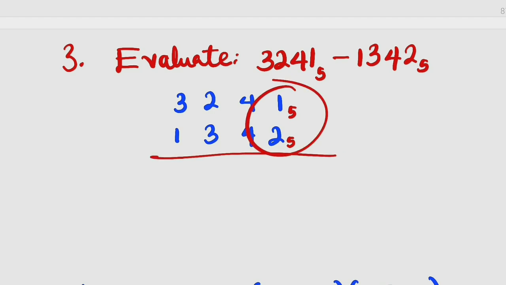Okay, you start from the right hand side. 1 minus 2 is not possible. Then you take 1 from here. Remember, we have 4 bundles here. Once you take 1 from there, you'll be left with 3 bundles. You bring 1 here, 1 bundle here, but that bundle you borrowed is equivalent to 5. So you are borrowing 5 here. So 5 plus 1 will give us 6. Then 6 minus 2 is 4.